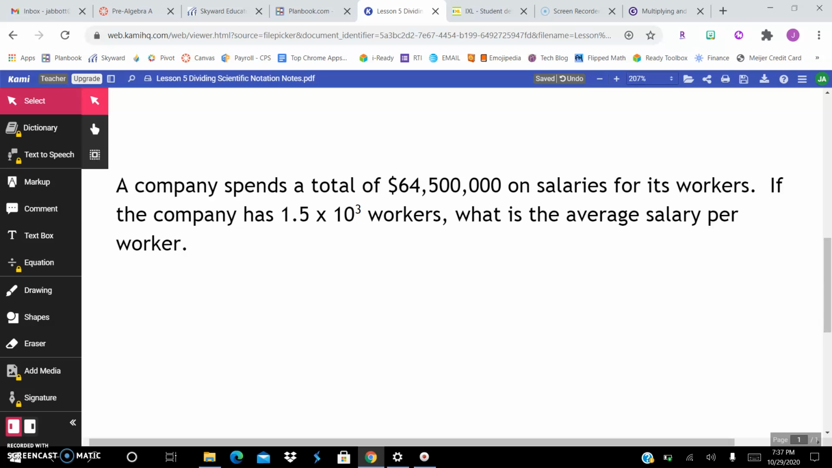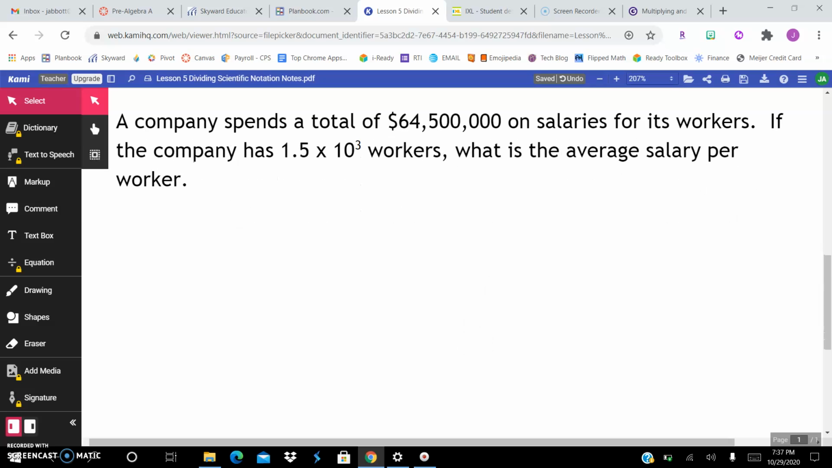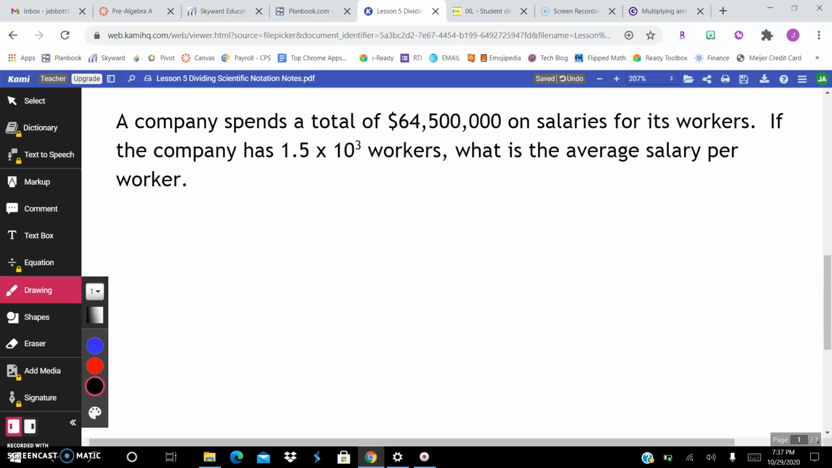And for our second question, a company spends a total of $64,500,000 on salaries for its workers. If the company has 1.5 times 10 to the third workers, what is the average salary per worker? So in our question, there it is, average salary per worker. So we're going to take that money and divide it by how many workers there are.